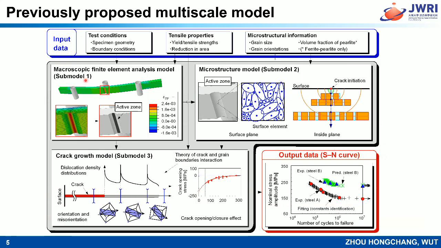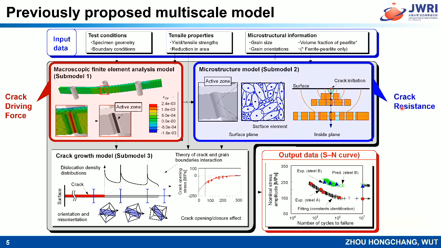This is our previously proposed multi-scale model. The input data of this model is very simple: only the test condition, the tensile property, and the microstructure information. There are 3 submodels. The first submodel is a macroscopic finite element analysis model, which works as the crack driving force. And submodel 2 is the microstructure model, which acts as the crack resistance.